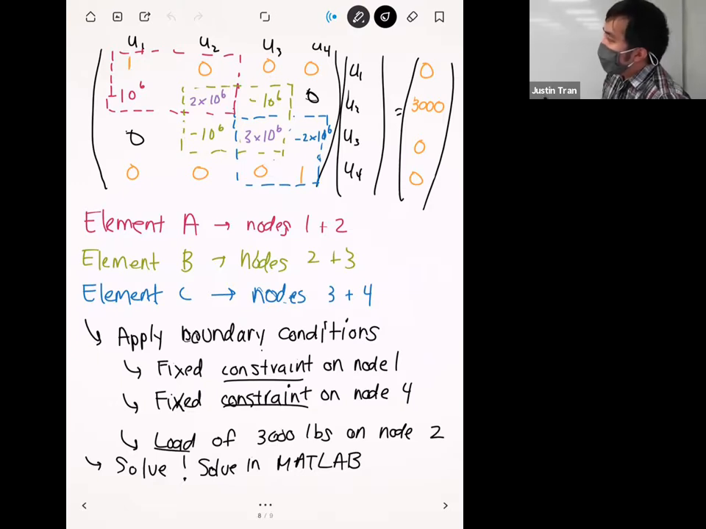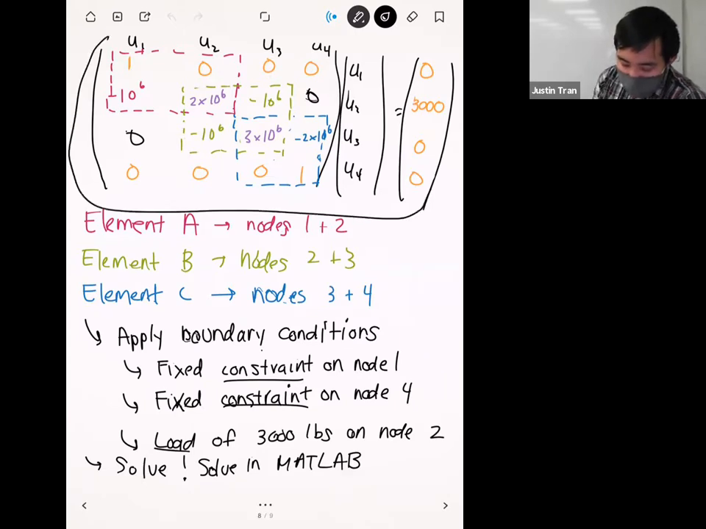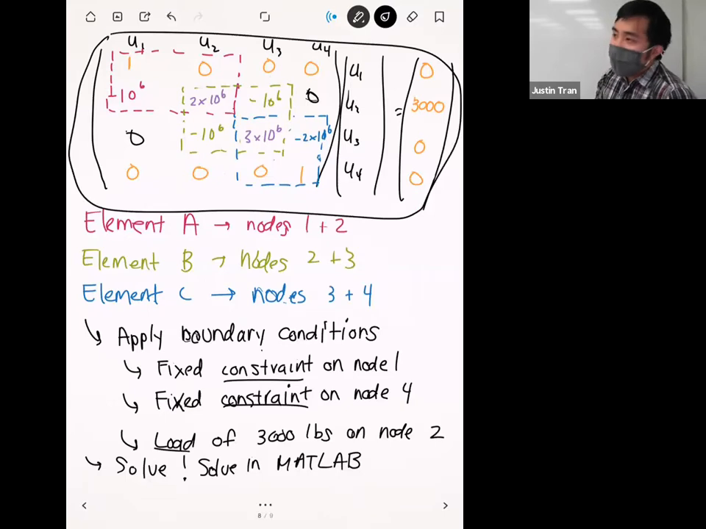So you don't need the same number of boundary conditions as unknowns, because all the equations for your unknowns are tackled by the element stiffness matrices. Just by the existence of this whole system right here, we already have our 4 equations for our 4 unknowns. What the boundary conditions are going to do is modify the system just to make it solvable.